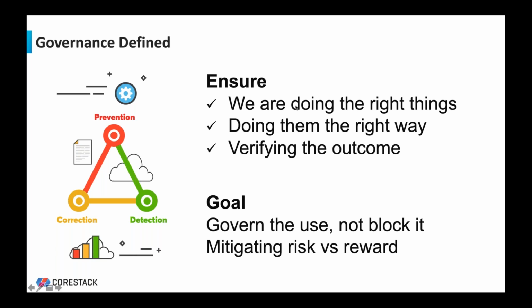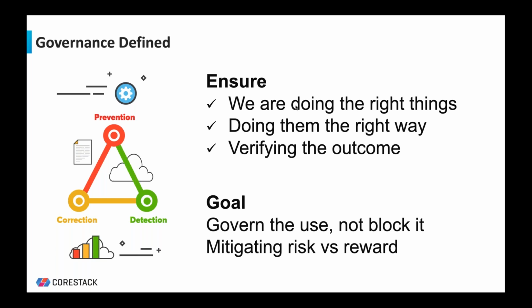So when you look at all these things, okay, we're doing the right things, doing them the right way, and verifying the outcome. When you talk about governance, especially if you're talking with line of business users or developers, they look at any type of checks and balances to verify how they're doing things as a roadblock. So the goal of governance and building a governance framework should be governing the use but not blocking it. It's mitigating risks versus rewards. In a lot of cases, it puts up roadblocks to that path to innovation. But a good governance framework should actually speed up that process to innovation.